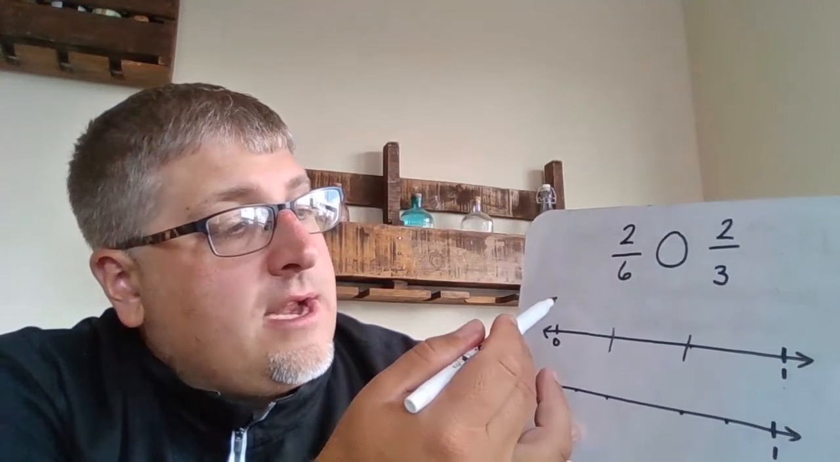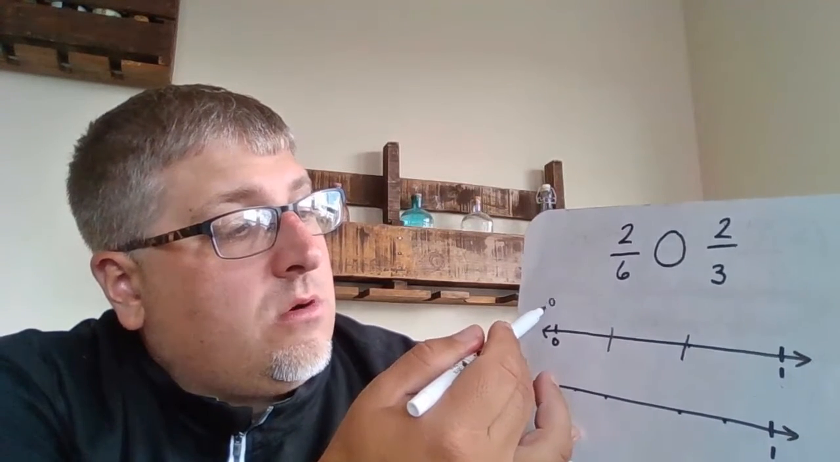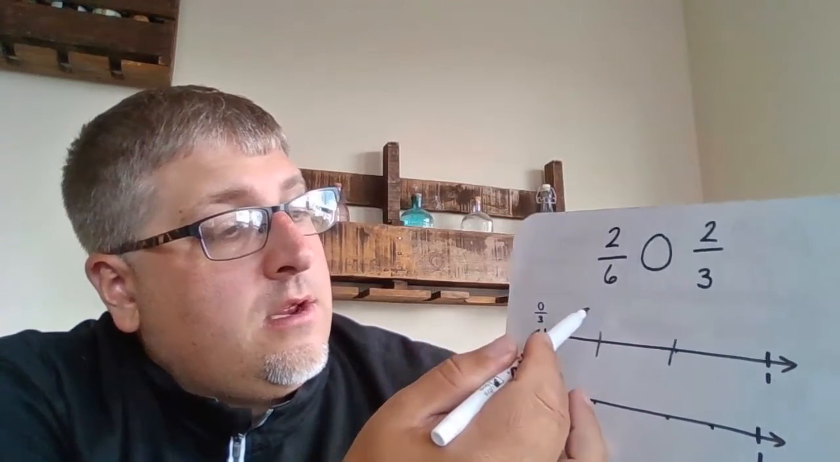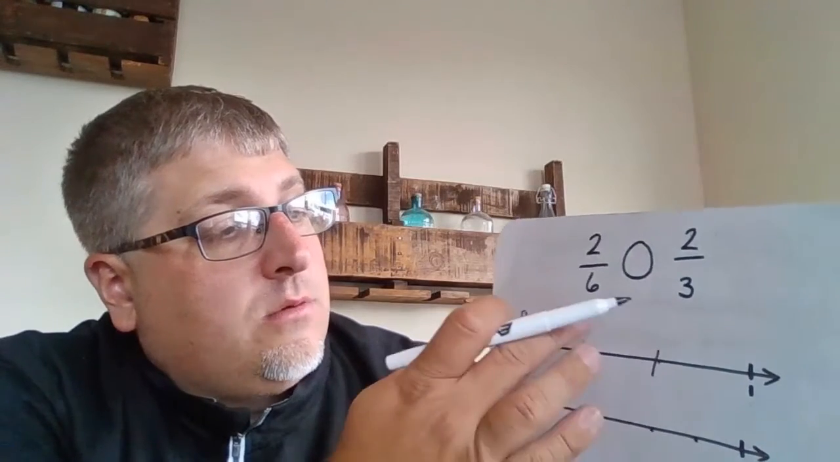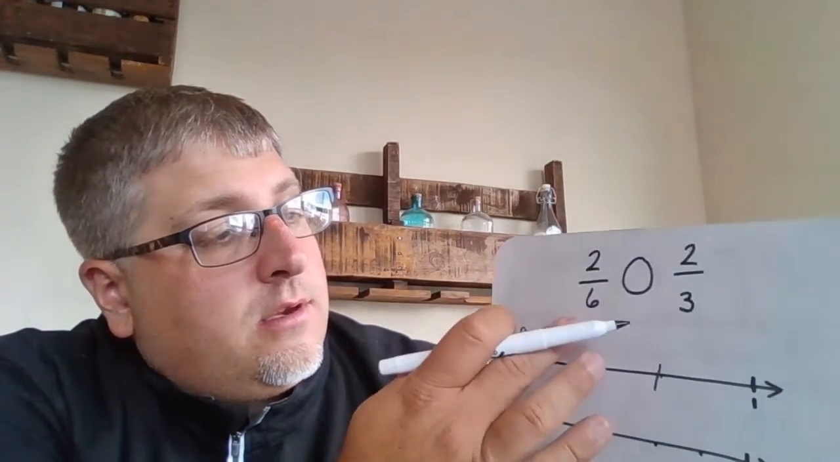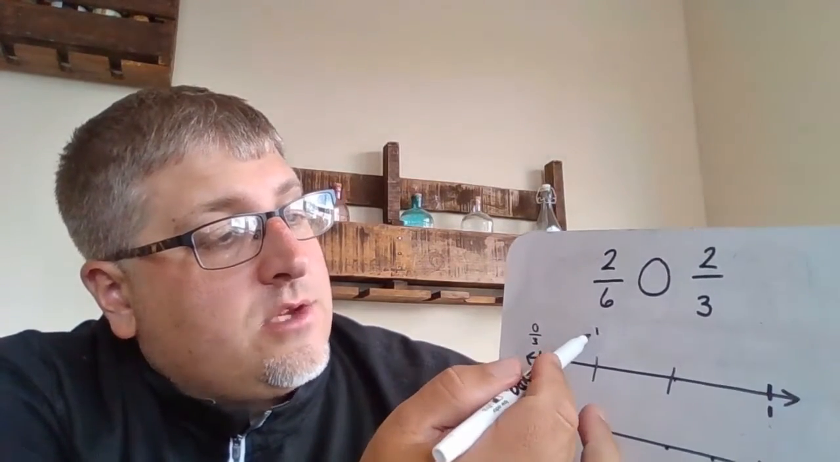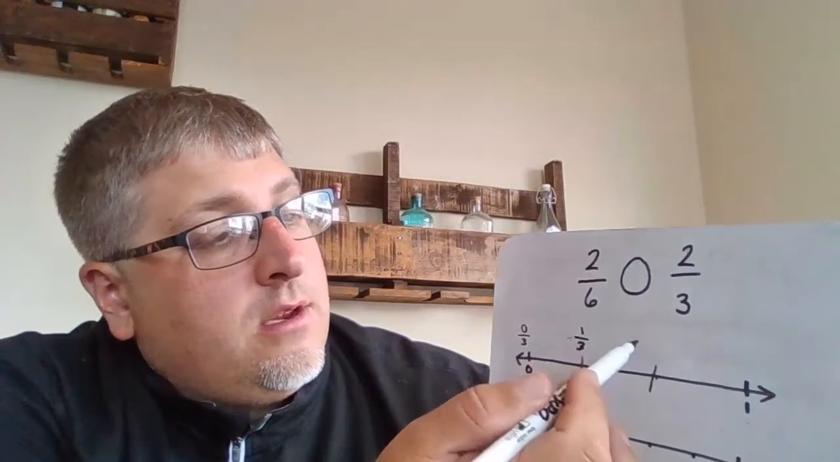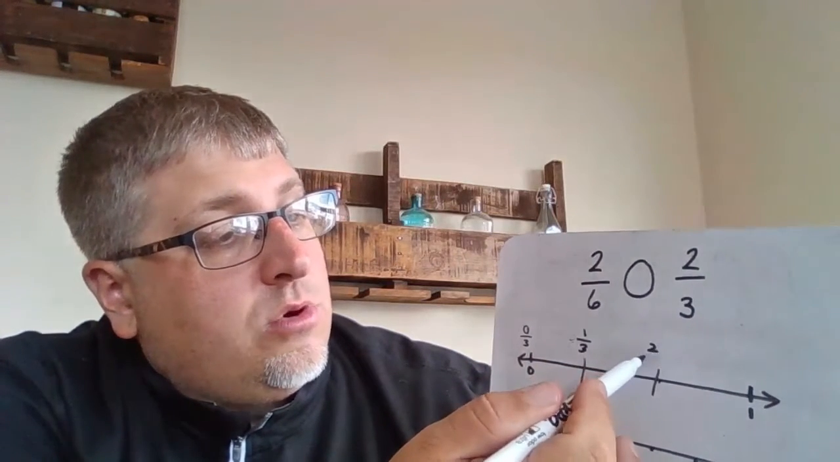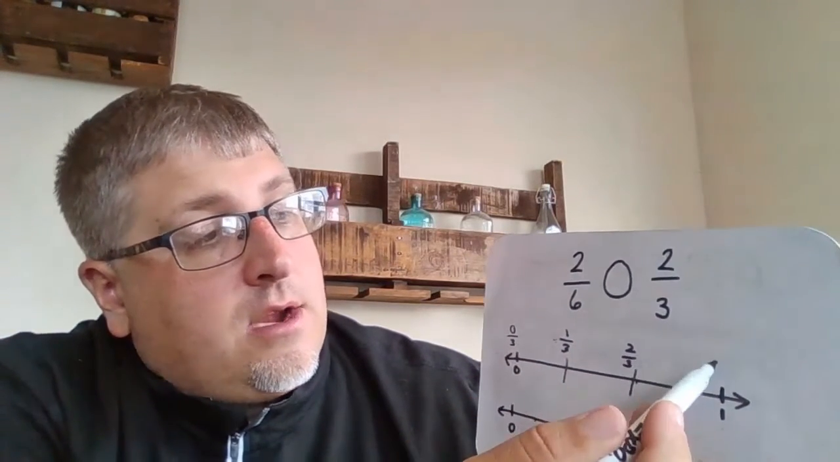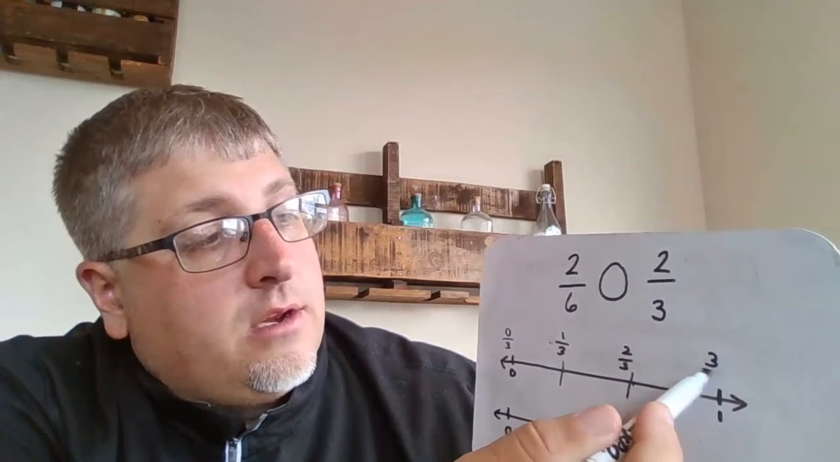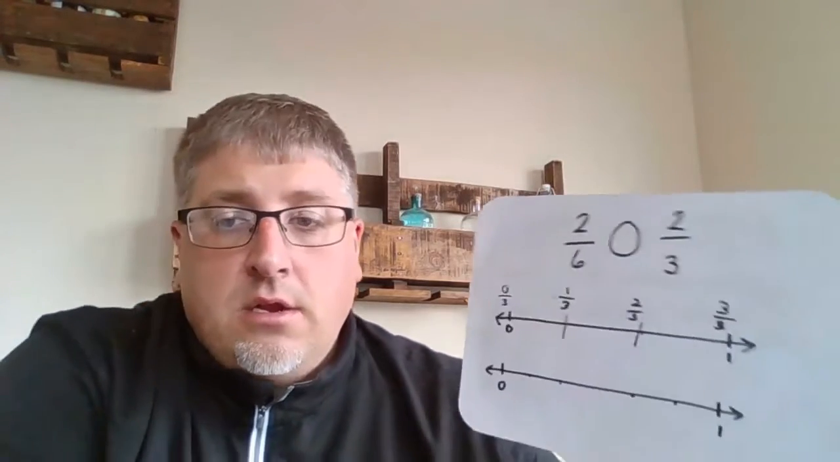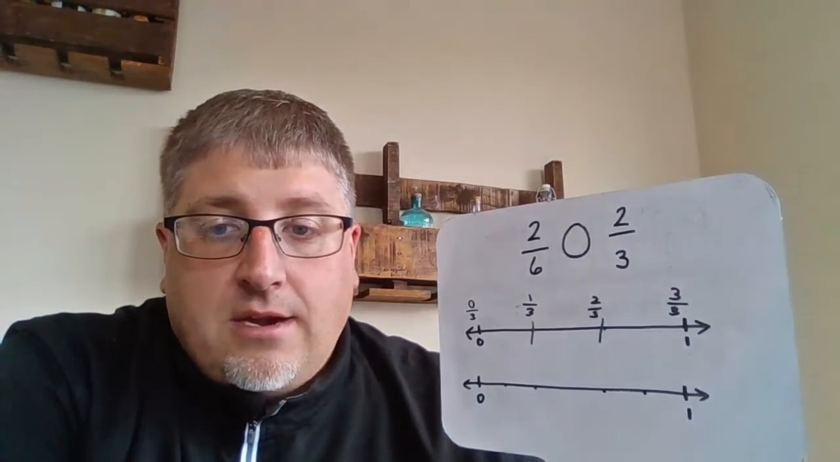Right here, this represents 0/3. This next cut is 1/3. This cut is 2/3. And our whole over here is 3/3. Okay? So I set up my thirds right there.